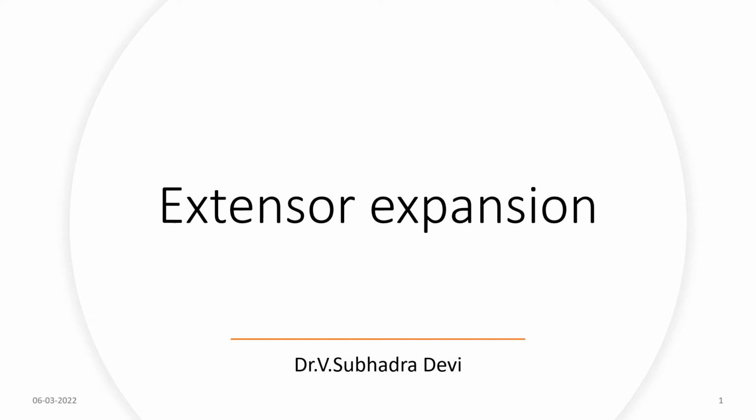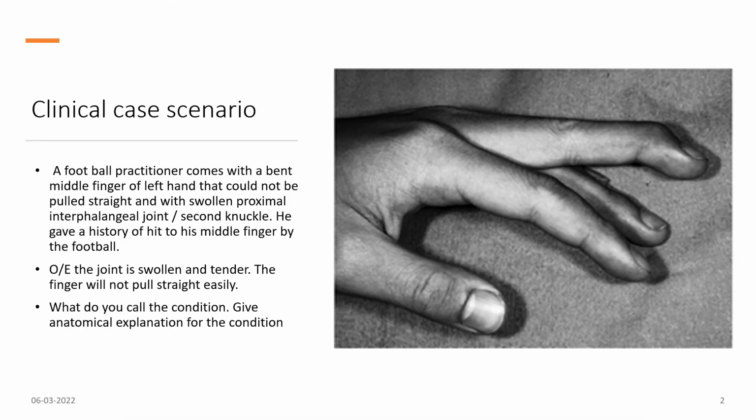Dear students, let us discuss the extensor expansion. So what do you understand by extensor expansion? Extensor in relation with the extensor aspect of hand or foot. And then the expansion of what? The expansion of the extensor tendons. So we are going to discuss the extensor expansion in relation with the hand and in relation with the foot. Let us look at a case scenario.